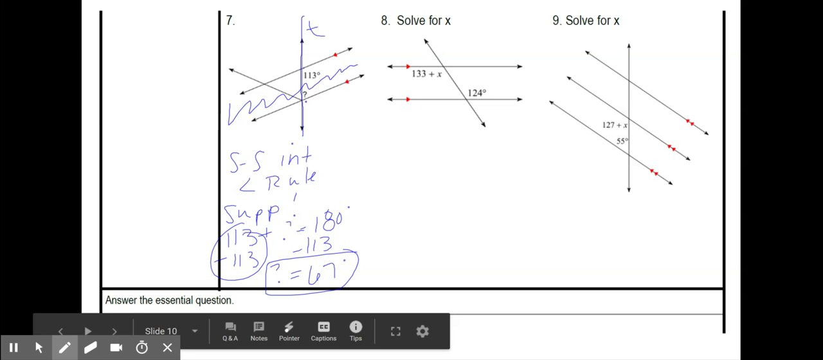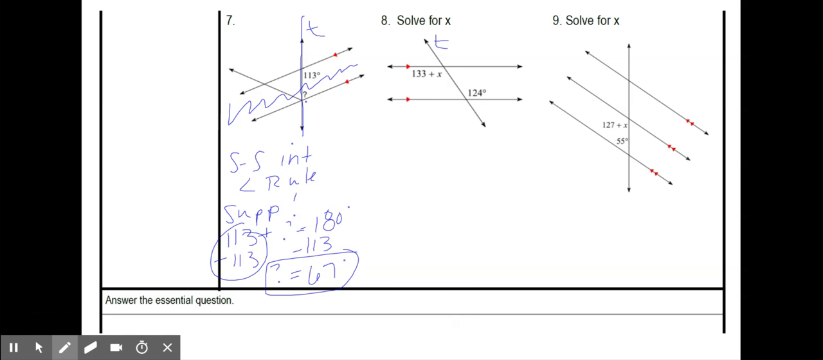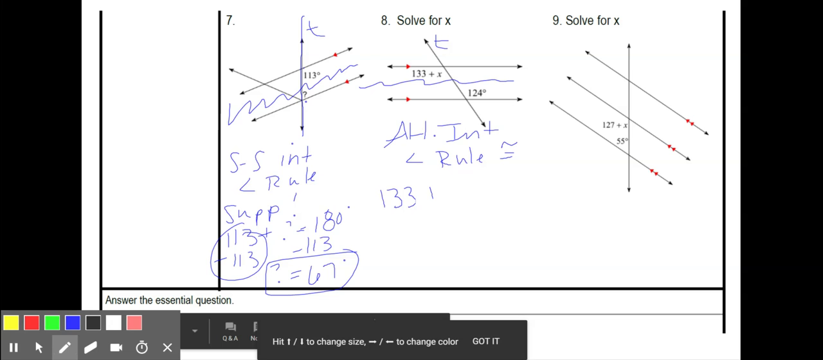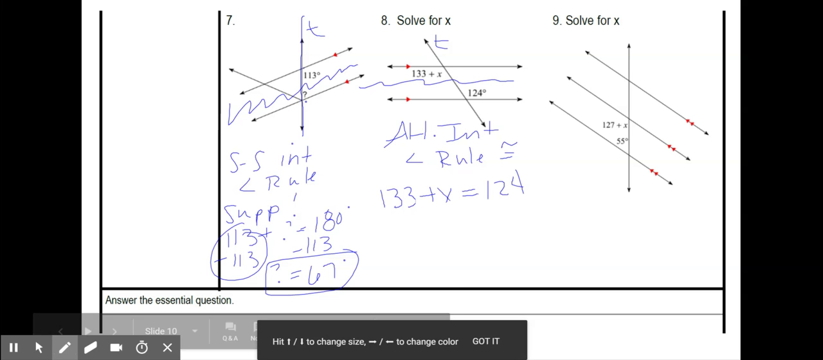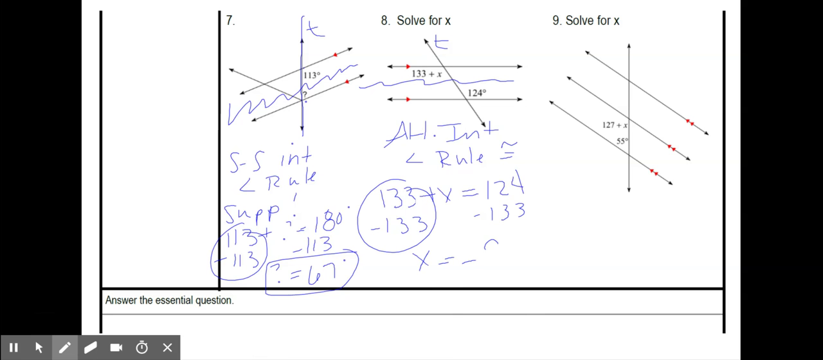We can even level up and solve for x. So if I find my transversal, find my inside, I have alternate interior angles, and if I use the rule, I see that they are congruent. So I'm going to set them equal to each other. So 133 plus x is equal to 124. And if I subtract 133 from both sides, I see that x is going to be equal to a negative number, and that's okay because this isn't an angle measure, it is a value of an unknown number.